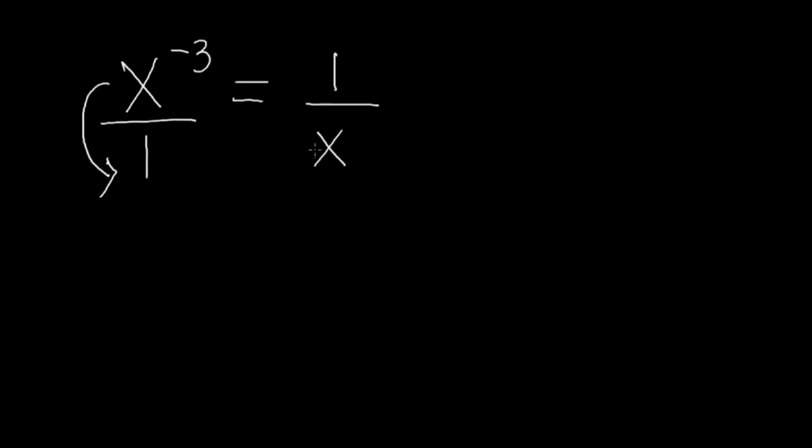Now, what about x raised to negative 3? What should we do if we have negative exponents? If you have negative exponents, all you have to do is take the variable and move it to the bottom. When you do that, the negative 3 will become positive 3. And so, it's 1 over x cubed.